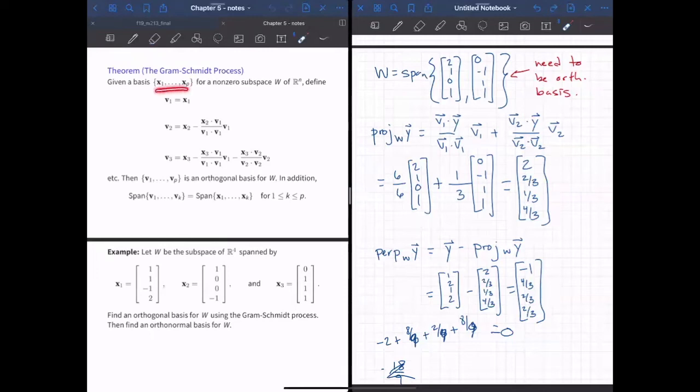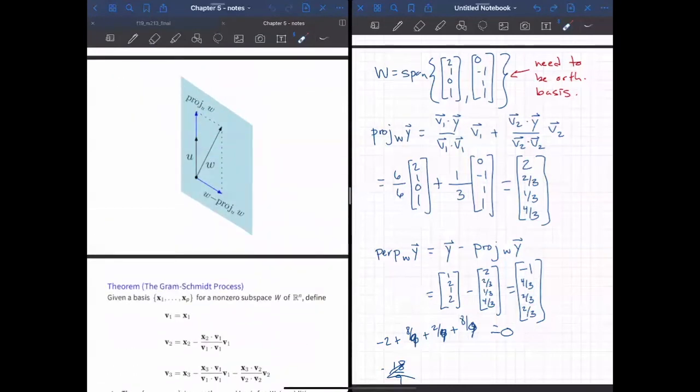You start off with these x vectors here, and you say, okay, I'm going to take my first vector just to be the first x vector. I'm just going to leave the first vector the same. Then for my second vector, v2, I'm going to take the second vector in my list and subtract off this piece here, okay? So the question is, what is this piece that we're subtracting off?